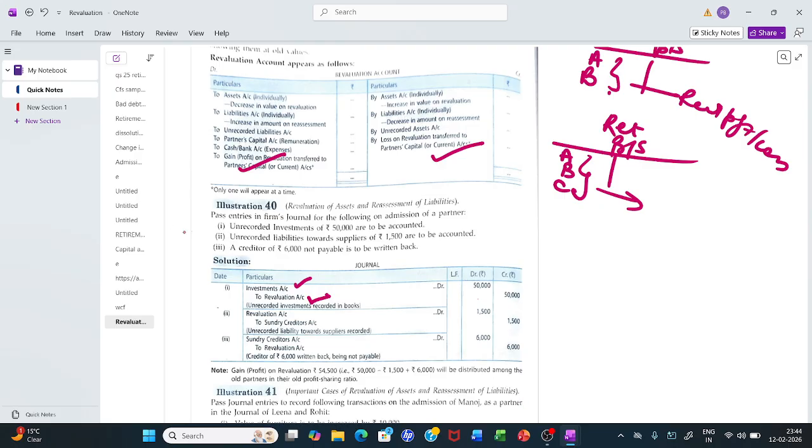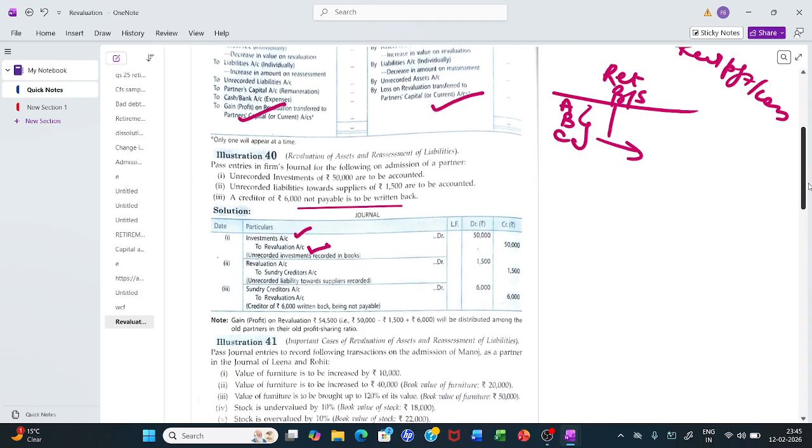What is the amount? 50,000. Unrecorded liabilities towards supplier 1500. Unrecorded liability, bad. So revaluation gets debited. Sundry, we owe the money to them. We can call them as supplier or creditor. Next, a creditor of 6,000 not payable is to be written back. So that's reduction in creditors. Good for us. Credit reval, debit creditors. So this is how we'll pass the entry. We should know to whom profit or loss gets transferred.